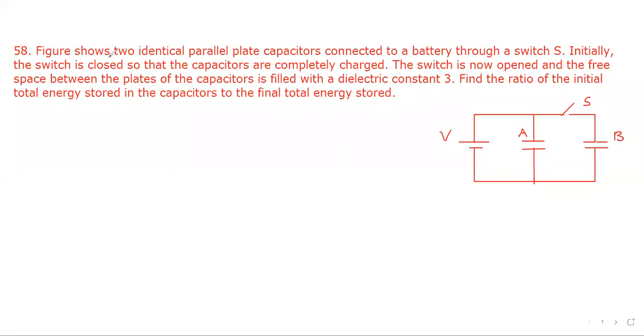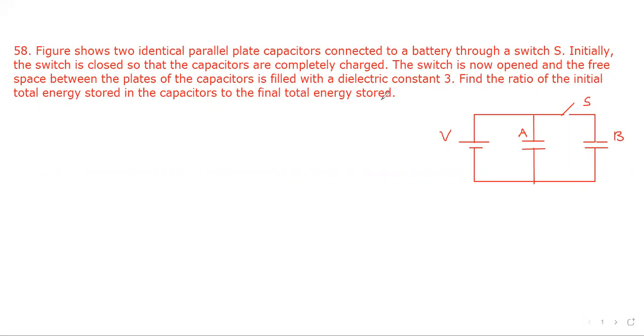Question number 58. The figure shows two identical parallel plate capacitors connected to a battery through a switch S. Initially, the switch is closed so that the capacitors are completely charged. The switch is now opened and the free space between the plates of the capacitor is filled with a dielectric of constant K. Find the ratio of the initial energy stored to the final energy stored in the capacitors.